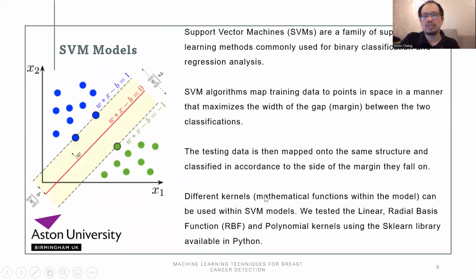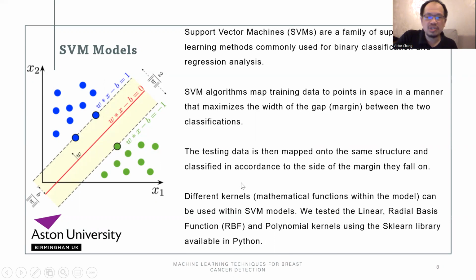As you know, the support vector machine, or SVM, is a family of supervised learning methods commonly used for binary classification and regression analysis. The SVM algorithms map training data to points in space in a manner that maximizes the width of the gap, or margin, between the two classifications. As you can see, this is how the SVM performs the training. It maps all the points so that they are close enough, with a maximized width of gap between the next classification.